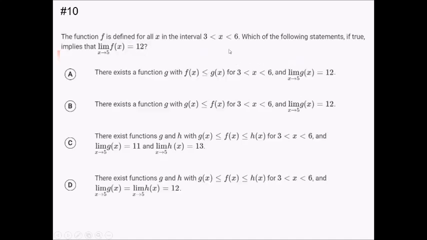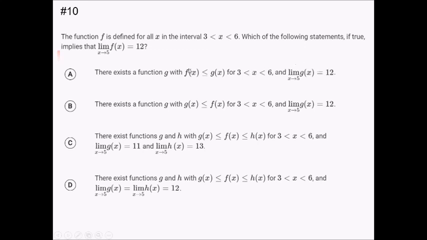On this one, we're told that function f is defined for x between 3 and 6, and which statement, if true, would imply that the limit as x approaches 5 was 12 for the f function. Okay, so first let's just go through and see if we can eliminate some things. So there exists a function g such that f is less than g on 3 to 6, and the limit of g is 12. So basically they're saying this f function is less than or equal to g on this interval, and the limit of g is 12.